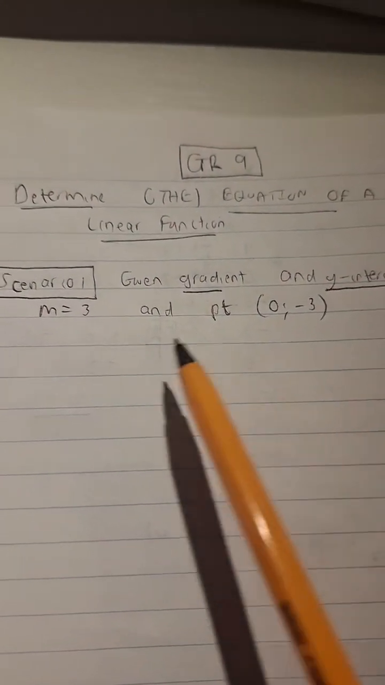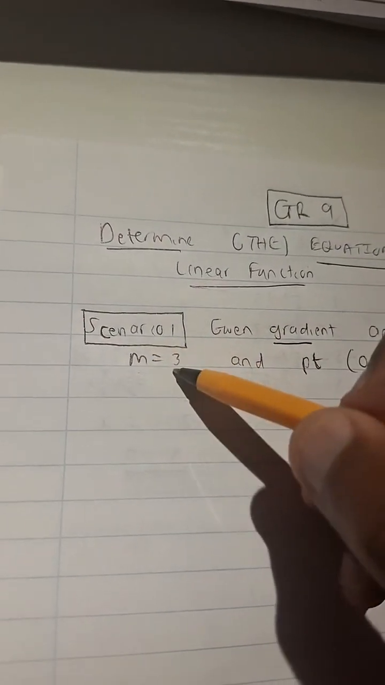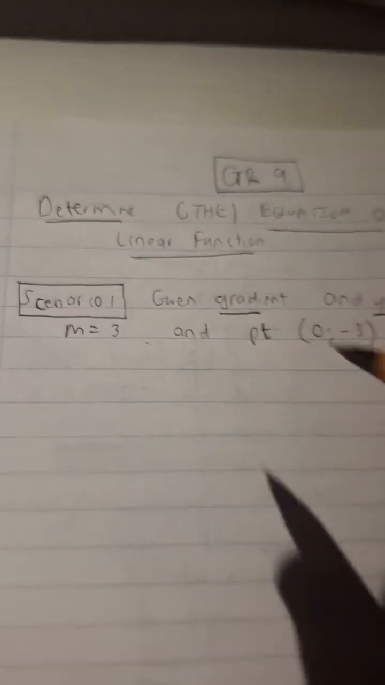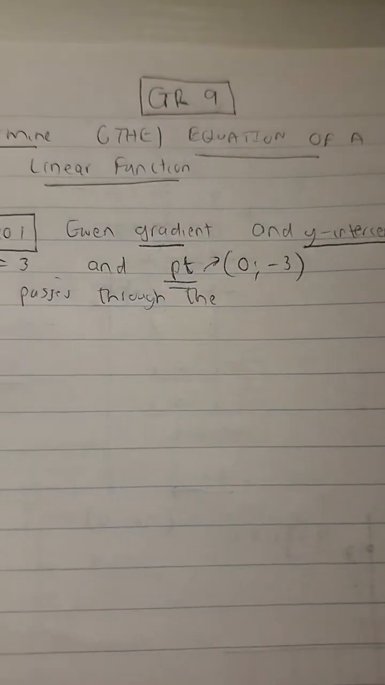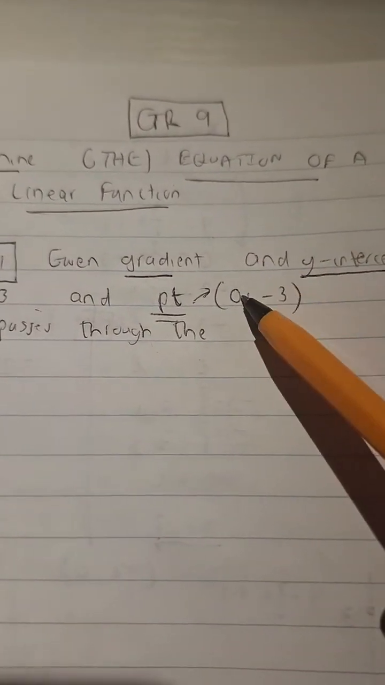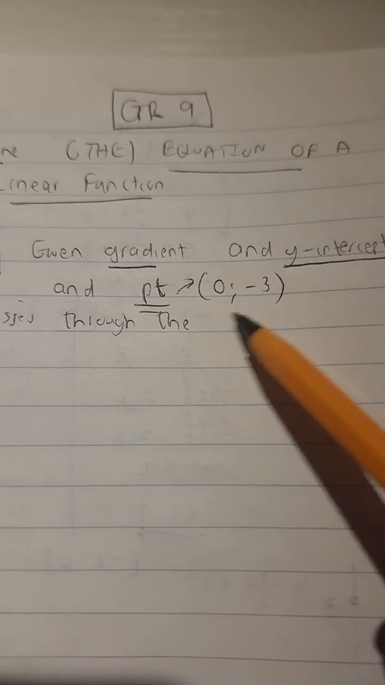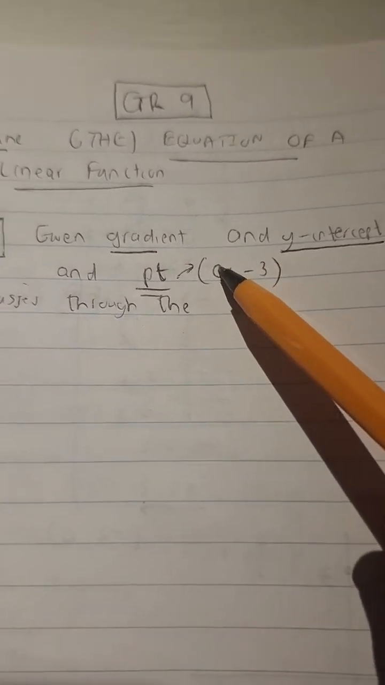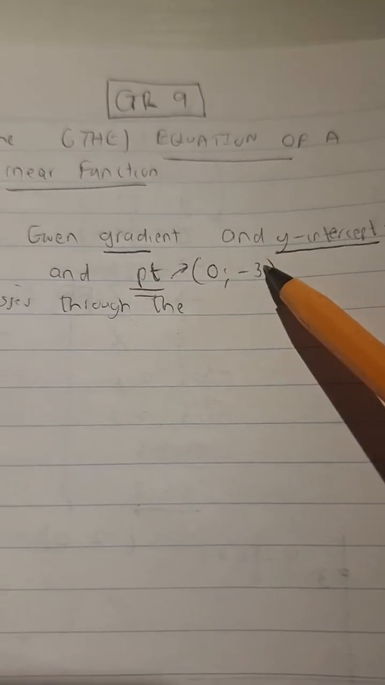Now guys, if you look at the information given here, m is equal to 3, which refers to the gradient. If we are told that this line passes through the point (0; -3), what we need to establish is what this is. This is where x is 0 and this is where y is negative 3.